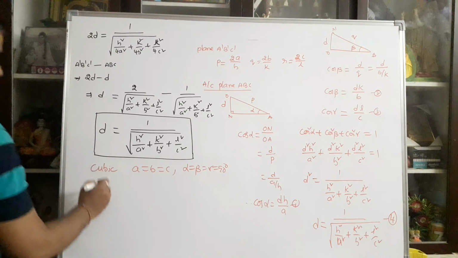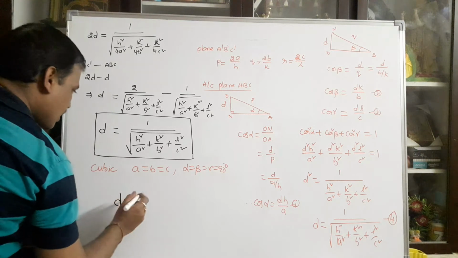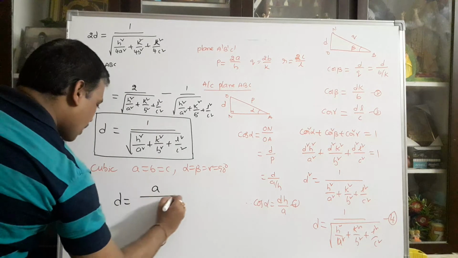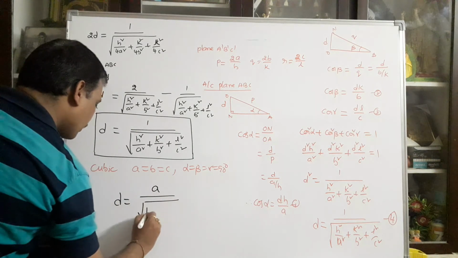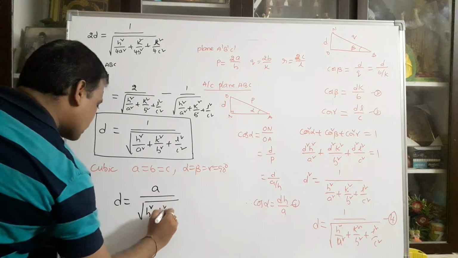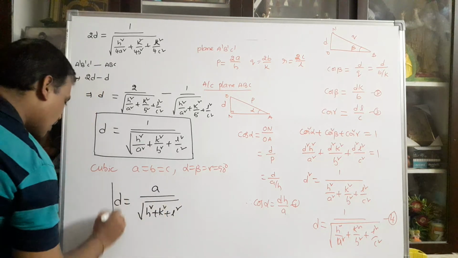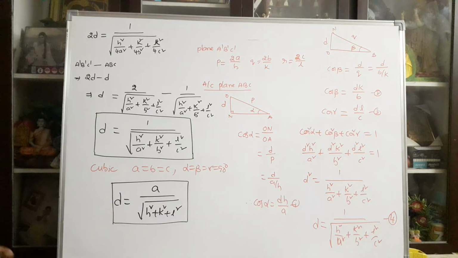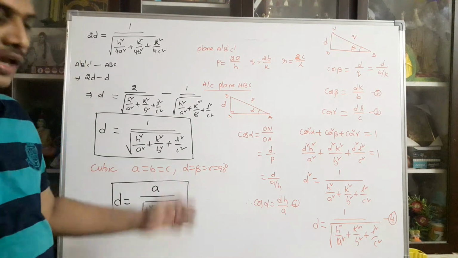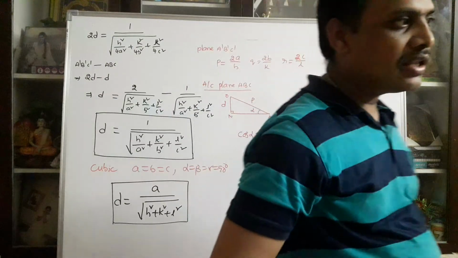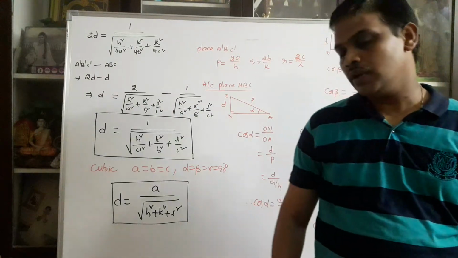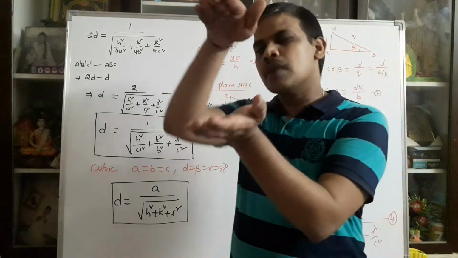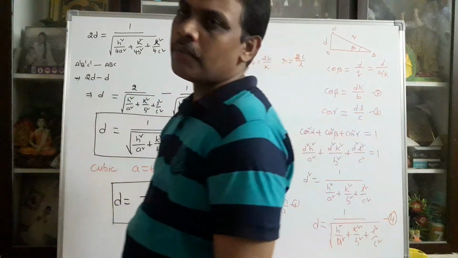So for cubic structure, d can be written with a square in each denominator. Common a you can take to the numerator: a by square root of h square plus k square plus l square. This formula can be particularly used when the crystal structure is cubic structure. That is the calculation procedure to calculate the interplanar distance between two successive neighboring lattice planes. Those are parallel planes.